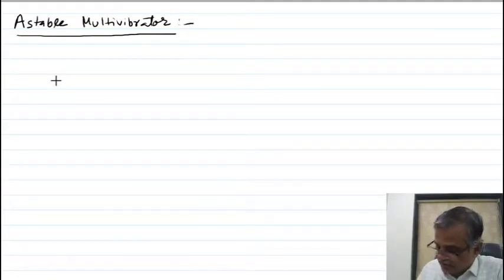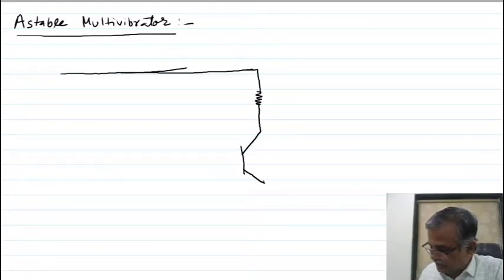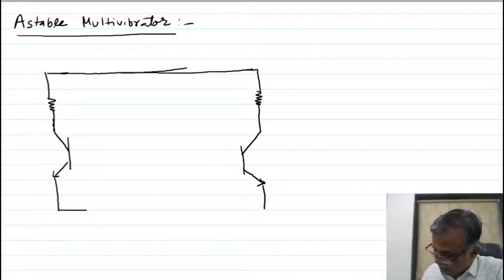The circuit diagram of an astable multivibrator is as shown in the figure. This is the circuit diagram of a symmetrical astable multivibrator. It uses two transistors Q1 and Q2.